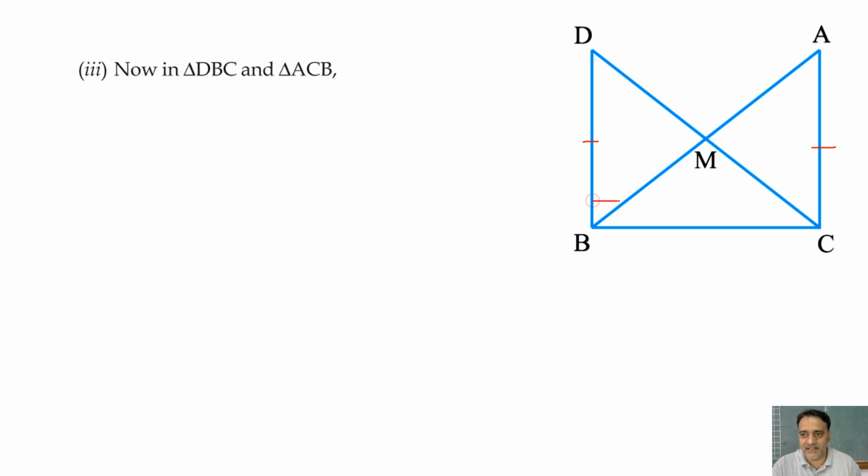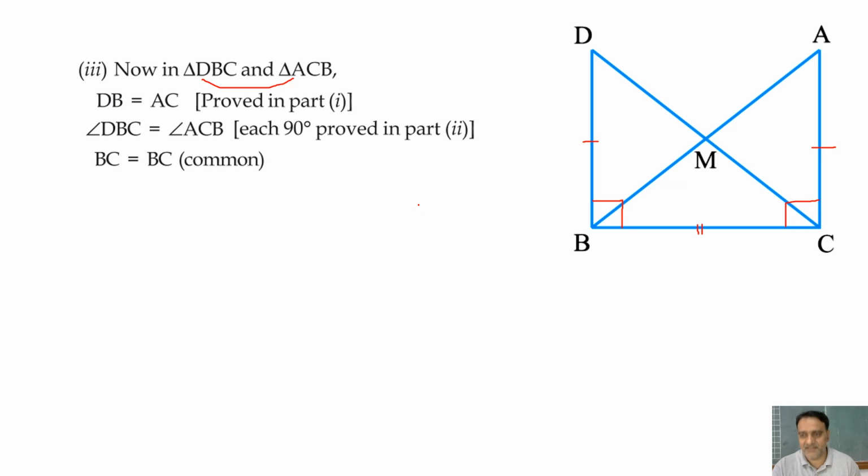And these two angles are equal. Why? Each 90 degree. And what about this one? Common. So these two triangles are congruent by which criteria? SAS criteria. Right, SAS criteria. So the third part is also proved.